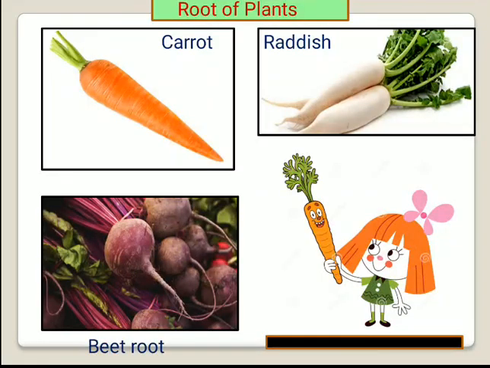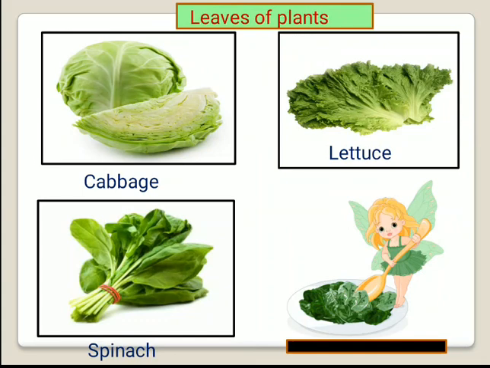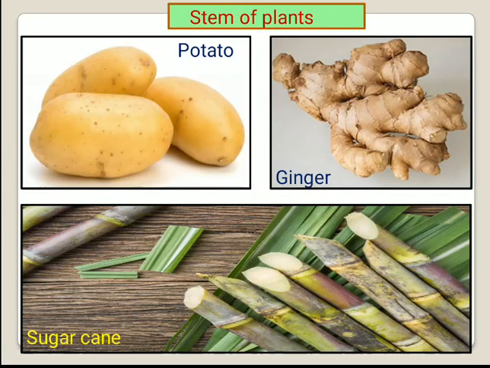Most of our foods come from plants. We eat almost all the parts of plants. For example, see this picture. Carrot, radish, beetroot are the roots of a plant. Cabbage, lettuce and spinach are leaves of a plant and we eat them. Potato, ginger and sugarcane are stems of a plant. We eat them.